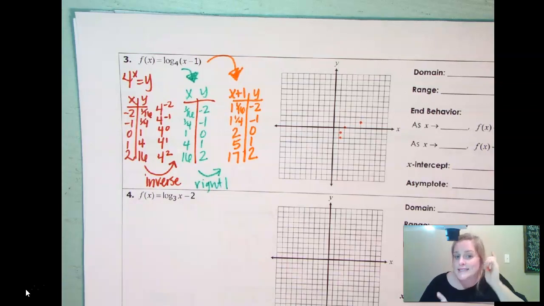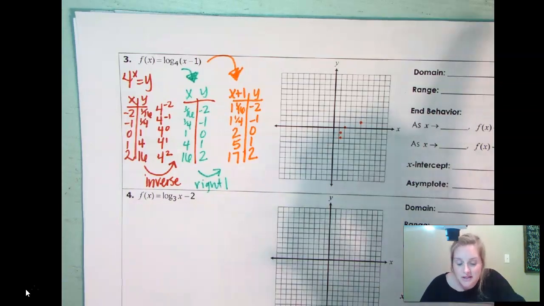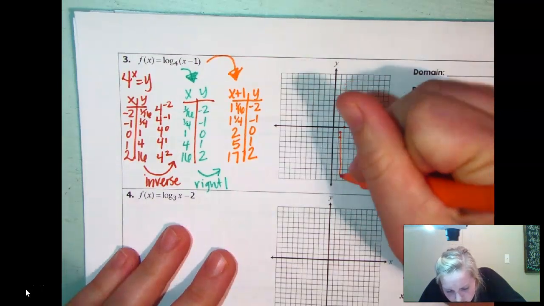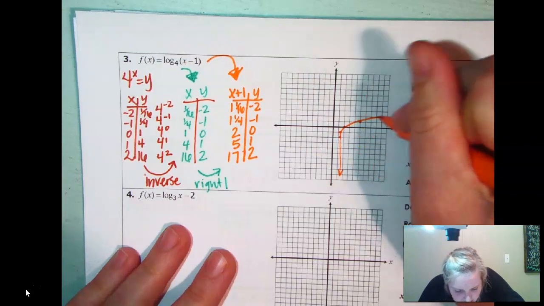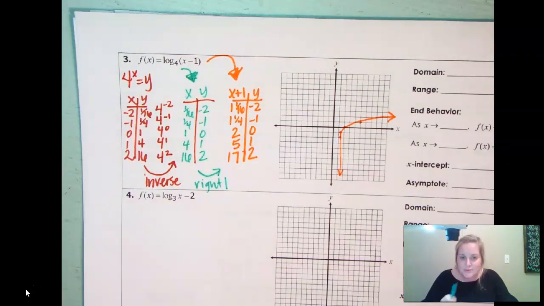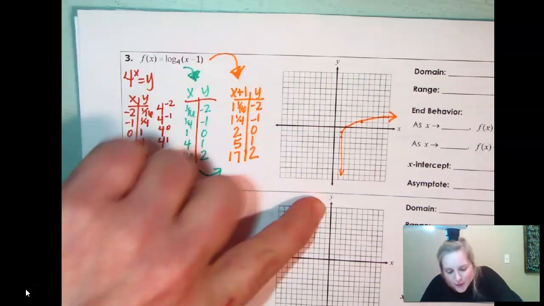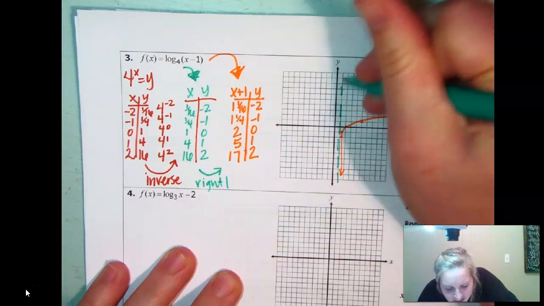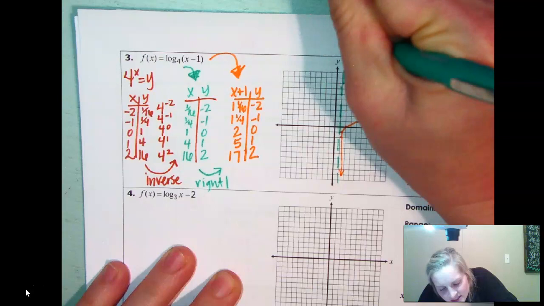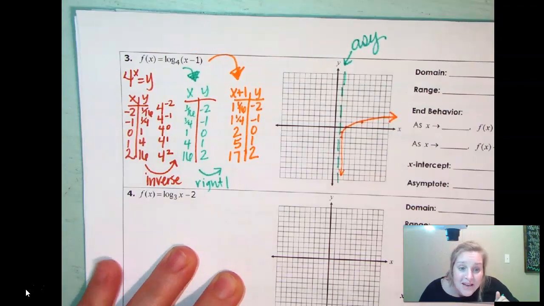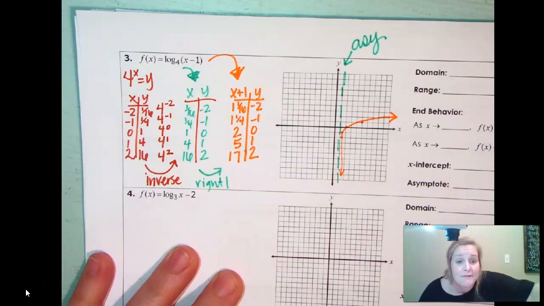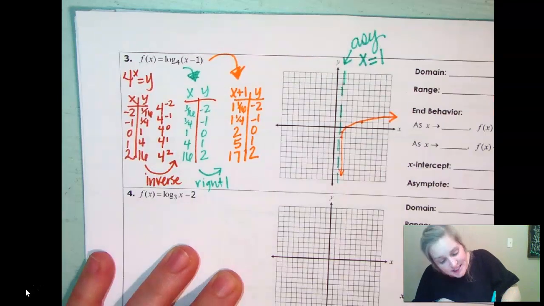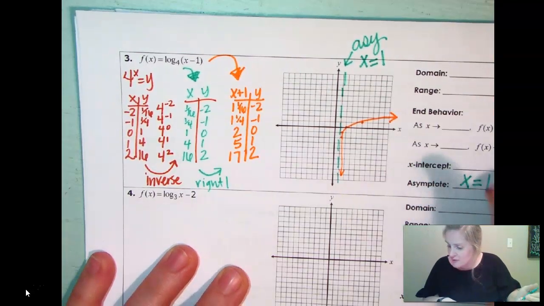But what you can see is that because we shifted to the right, our asymptote also shifted with us. So now your asymptote, instead of being at 0, the y-axis, has shifted and is there. So that's my new asymptote. It is a vertical line. Since it is a vertical line, it is going to be x equals 1. That's your asymptote.